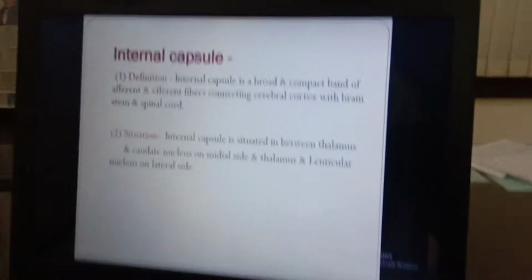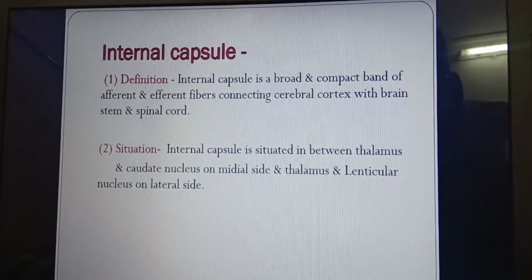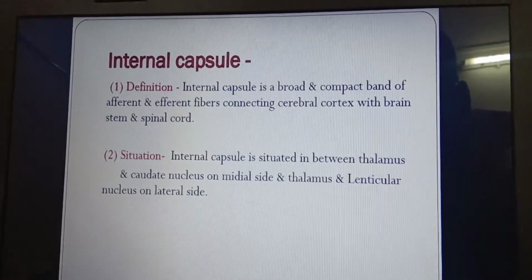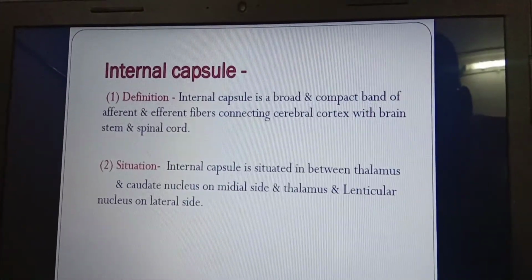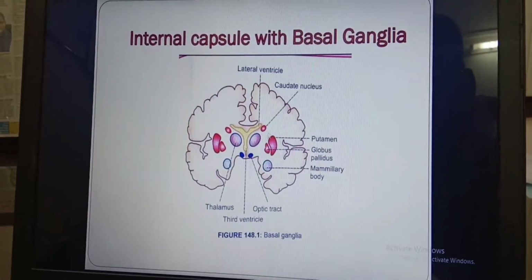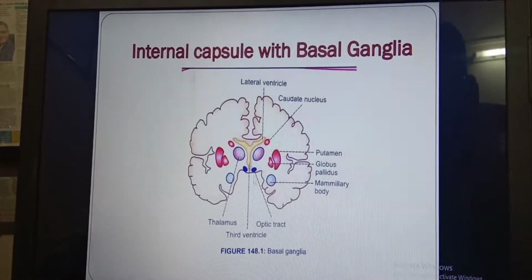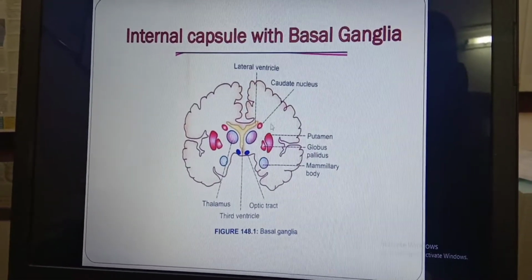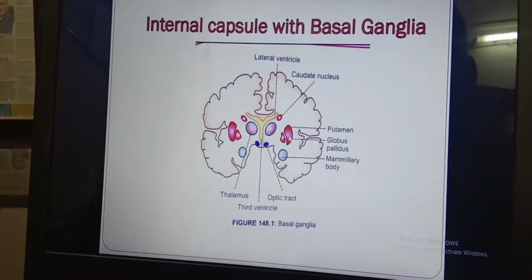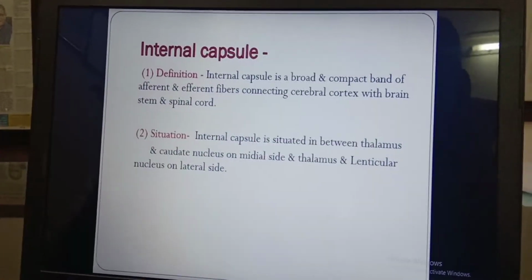So the internal capsule is a broad and compact band of afferent and efferent fibers which connect the cerebral cortex with the brainstem and spinal cord. Here you can see it is a broad band which connects the cerebral cortex with the brainstem and spinal cord. So the internal capsule is present somewhere here, in between the thalamus and the basal ganglia.